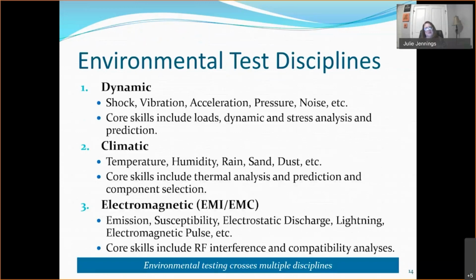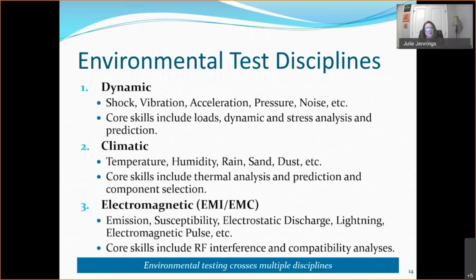Our environmental test disciplines usually fall into three specific buckets. You've got dynamics, the dynamic guys, shock and vibration, and so on. For their core skills are in loads and dynamics and stress analysis and prediction. I've spent most of my career in that area. I try not to delve too far into the finite element modeling and mapping and all of that stuff. I understand it well enough, but there are folks who live their life doing that every single day.